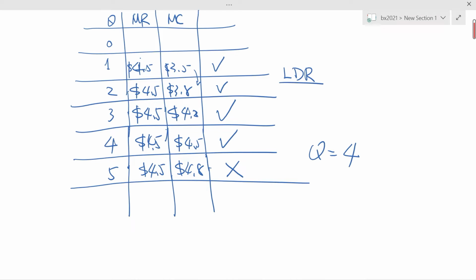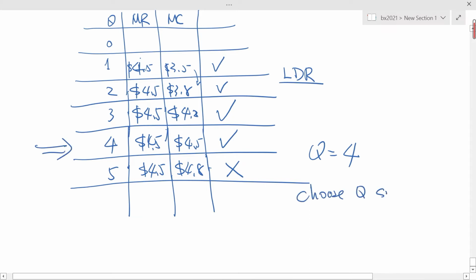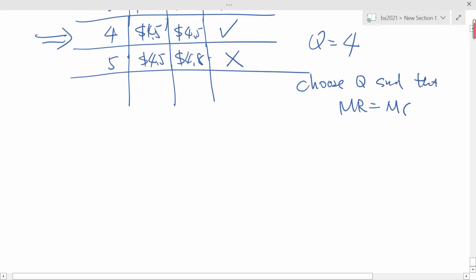In doing so, you certainly want to be aware that we are thinking in terms of margin. We are having marginal thinking here. All right. So in the end, you should observe that the solution is to choose quantity such that MR equals MC. Marginal revenue is equal to marginal cost. All right.